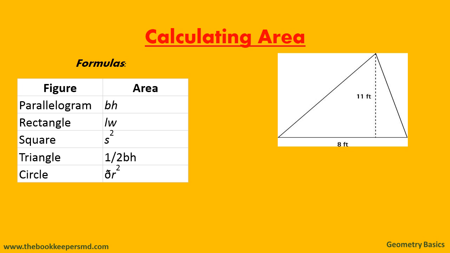So here we have a triangle. In this triangle, our base, which is the lower part of the triangle, is 8 feet, and the height of the triangle, which is how tall it is, is 11 feet. So let's use our formula and calculate the area. So if we go to our chart, we will see that calculating the area for this triangle, we will have to do 1/2 base times height. And here we go.